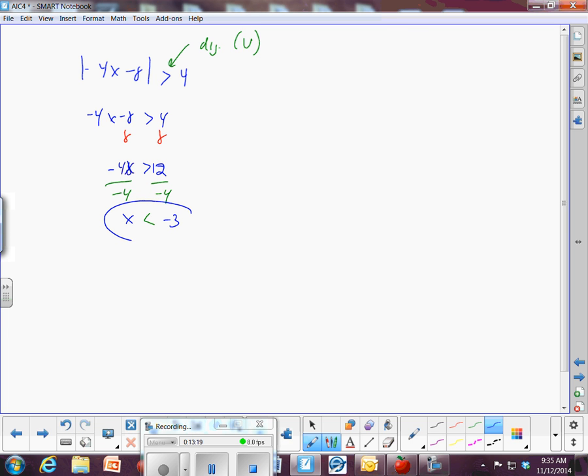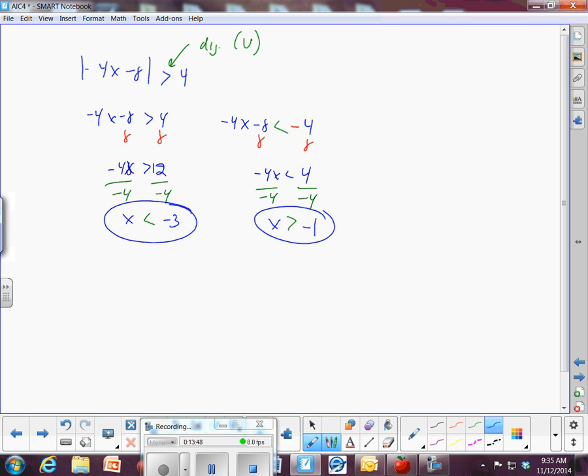That's one solution. Second way: remove the absolute value, flip the symbol, and put a negative in front of the value on the right. Again, move the negative 8 by adding its opposite. It's a 4. Again, I'm multiplying both sides by 1 over negative 4, doing the shortcut of dividing, so I've got to flip my symbol. And I get negative 1.